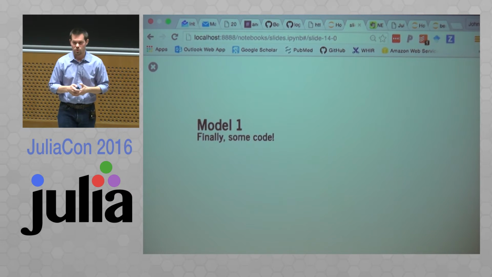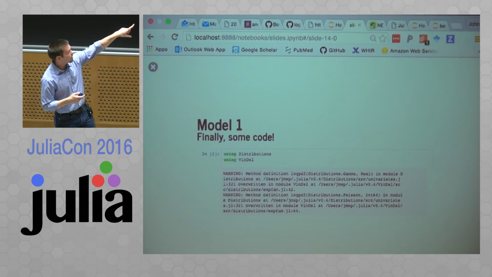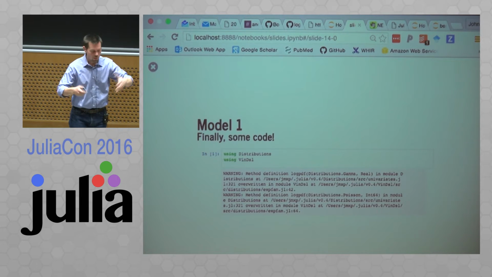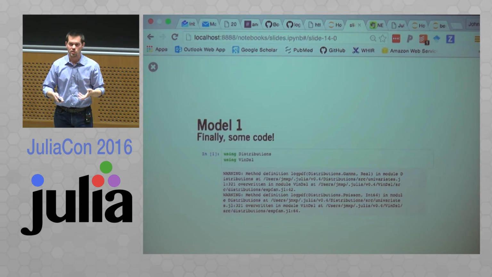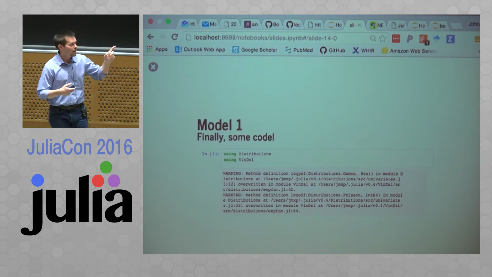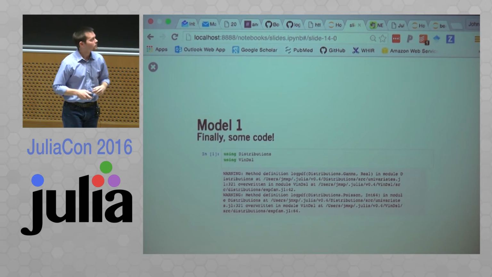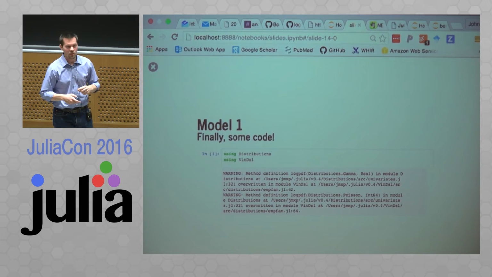So model one, and I'll actually show you some code. This is the warning, by the way. There's a process I'll talk about that we've been going through with distributions to make it workable for all this. One of those things means that for right now, while we still have a dependency on Rmath, I have to overload some methods, some log PDFs that shell out to Rmath, and assume that things are Float64. So I've overwritten a couple of things, and you will get these warnings, and they're not going away until Rmath goes away.